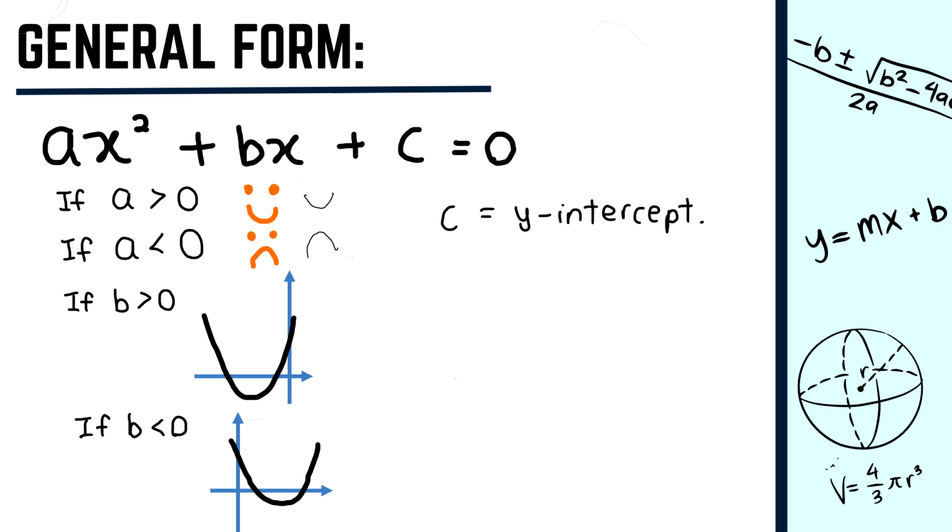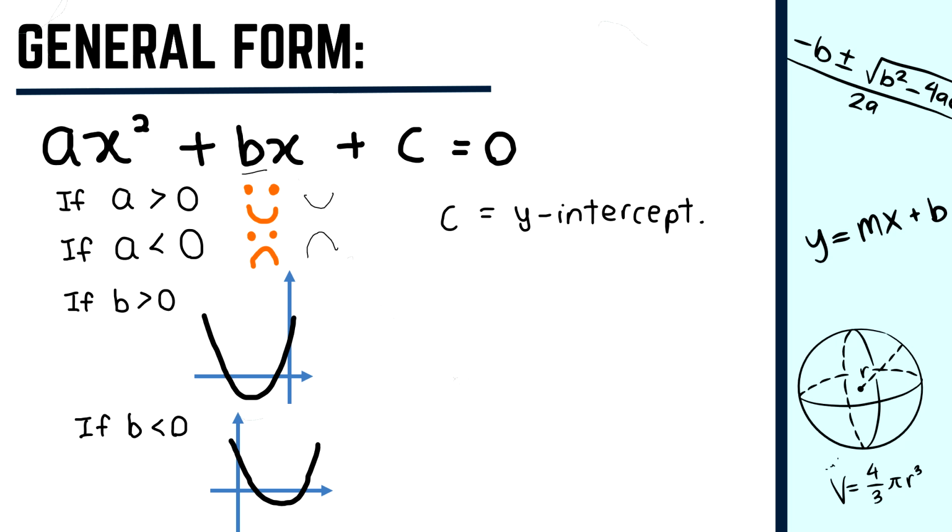unhappy or unsmiling. Then we see the b. b stands for the whole graph position. If b is greater than 0, the whole graph position will be on the left hand side, more close to negative. If b is less than 0, the whole graph position will be on the right hand side and more close to positive.